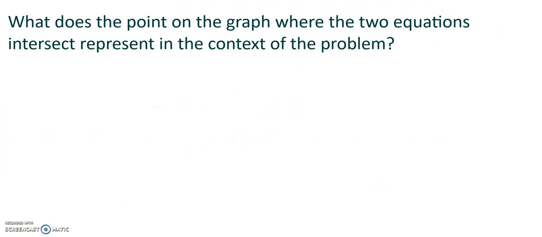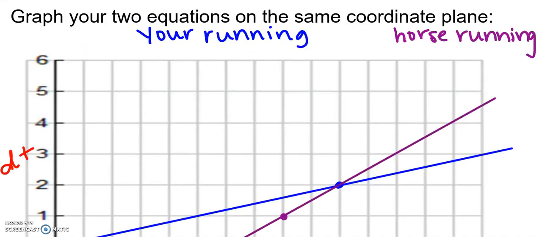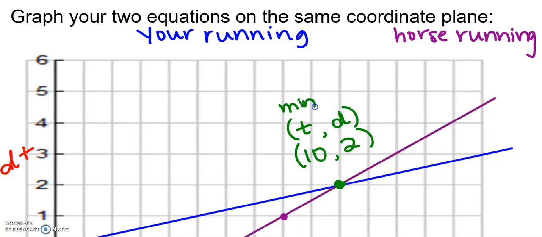The next thing says, what does the point on the graph where the two equations intersect represent in the context of the problem? Well, here's our intersection point. That's the point 10, 2. If you think about 10 was measured in time, right? 2 was measured in distance. So this was minutes. This was kilometers.